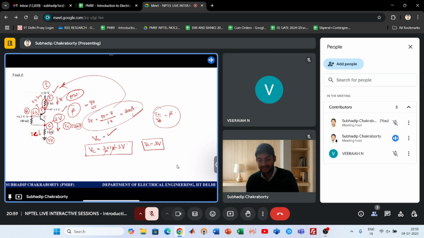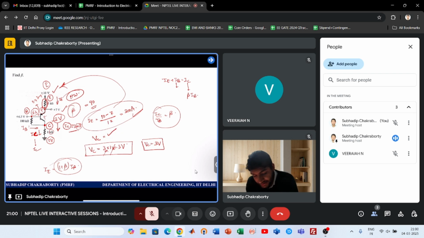And accordingly, you can calculate IC. IC is 3 milliamps, and IB you can calculate. IE equals 1 plus beta times IB. Why this? Because IE and IB will give IC. So you form the KCL: IE plus IB is IC, and IC is beta IB.